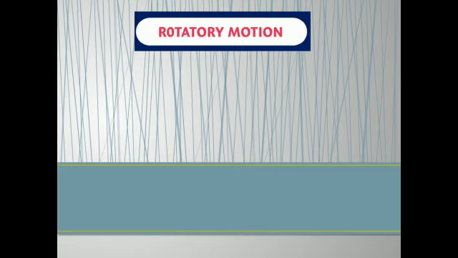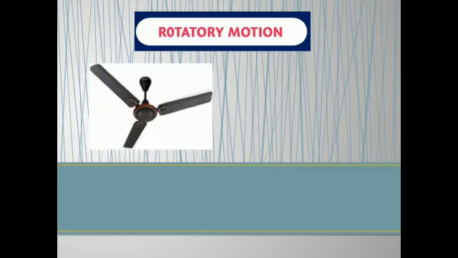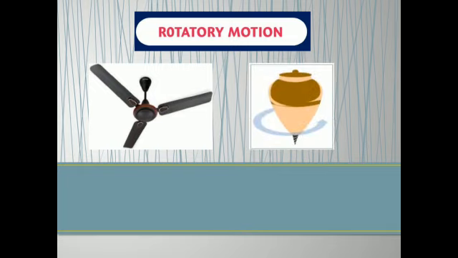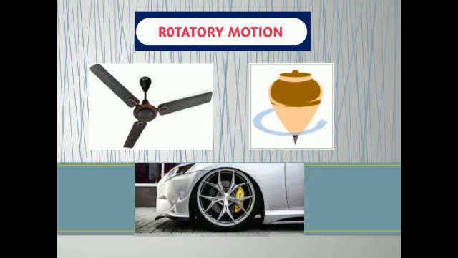For example, the motion of the blades of a fan, and what happens when you spin a top? It moves round and round. And the wheels of a vehicle when it is in motion, right? So these are all examples of rotatory motion.